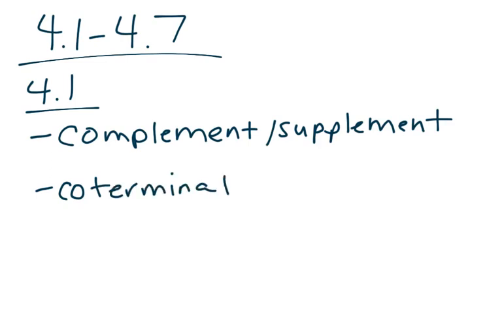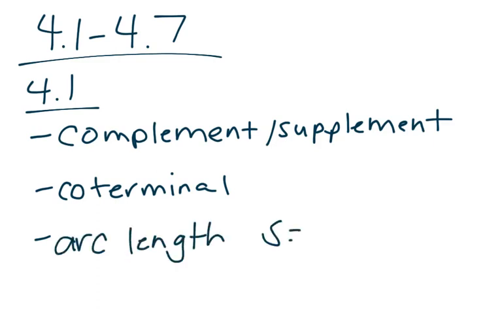So complement, you're subtracting from 90 or pi over 2. Supplement, you're subtracting from 180 or pi. Coterminal, you're adding or subtracting 360 or adding or subtracting 2 pi. You need to know arc length, which is S equals theta times the radius, where theta has to be in radians.